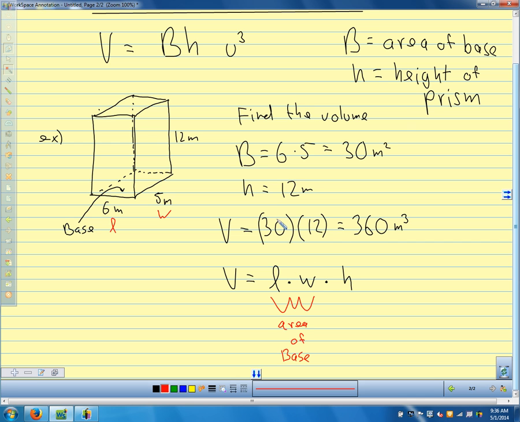We had to find the length times the width to find the area of the base. So those formulas are really the same thing. They're not different formulas. They're the exact same formula. This one only works for a box, a rectangular prism. Area of the base times the height works for any prism. All right, questions on that example?